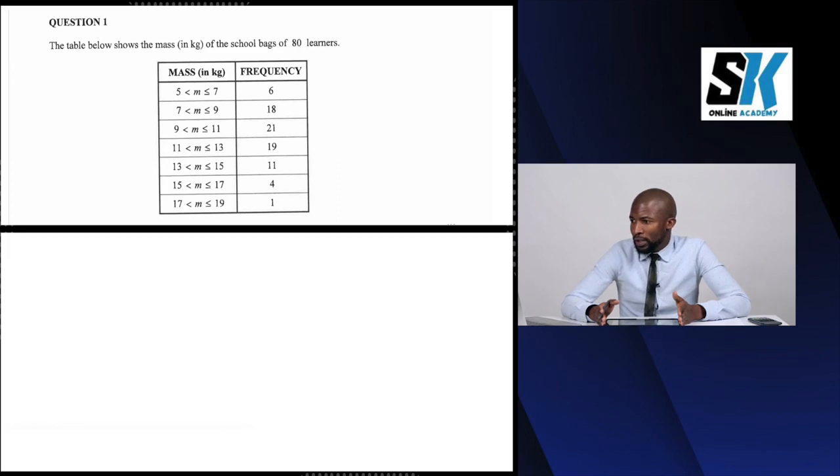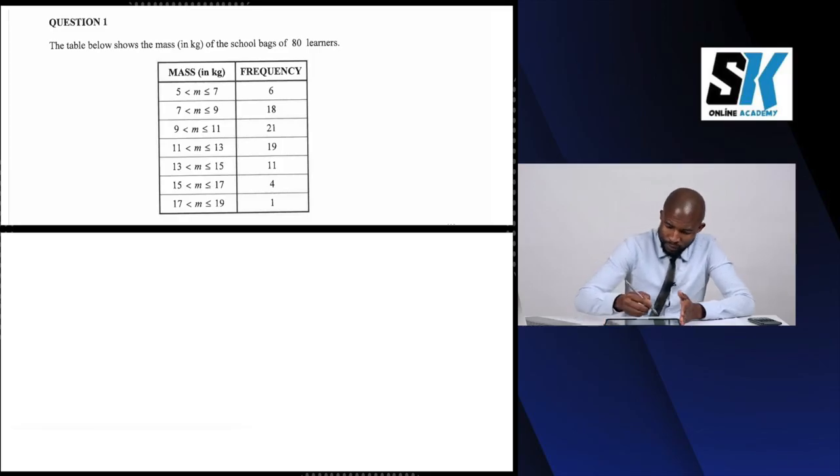So in question 1, you are given a table. It says, the table below shows the mass in kg of the school bags of 80 learners. So the table has two columns, which is the mass column and also the frequency column, which is the frequency table. Now they say on the first question, which is 1.1.